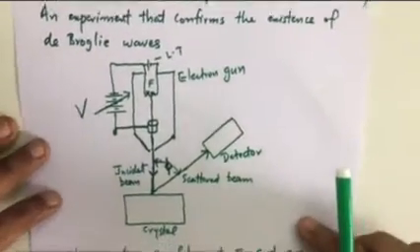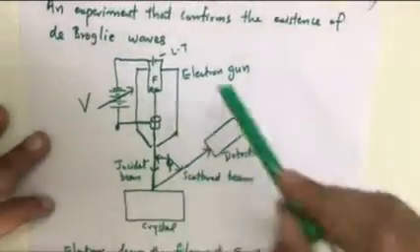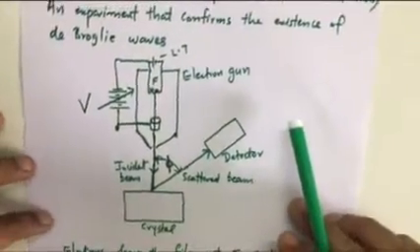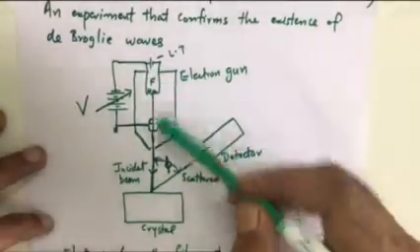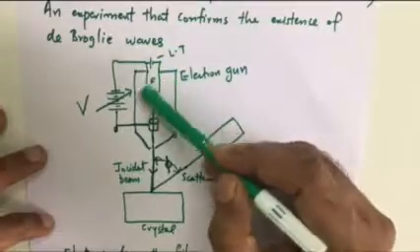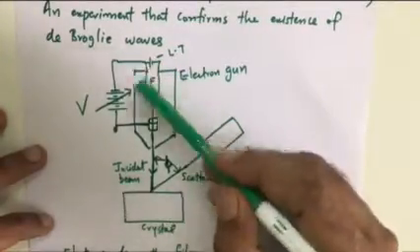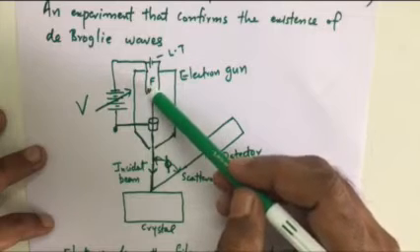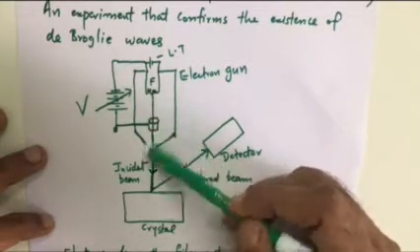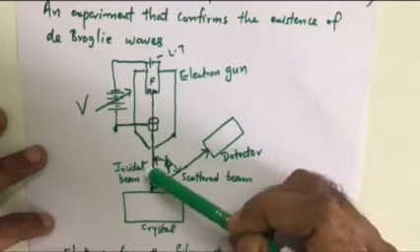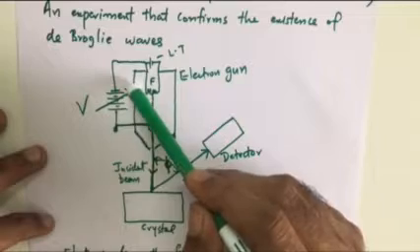So, what we see here is an experimental arrangement to study this effect. We see a filament which can be heated as the current passes through it. As we heat the filament, electrons will be emitted, an electron beam will be coming out of it. It is accelerated through a potential difference V.